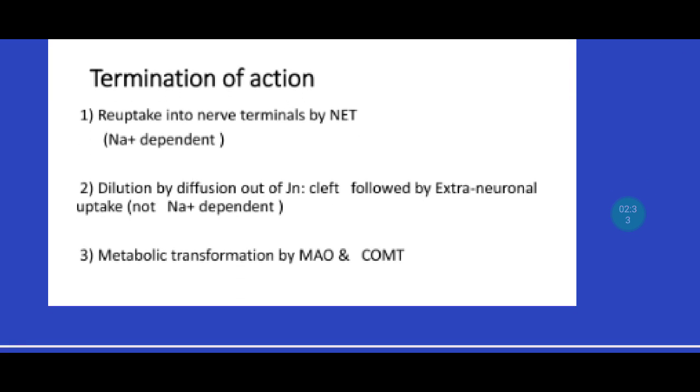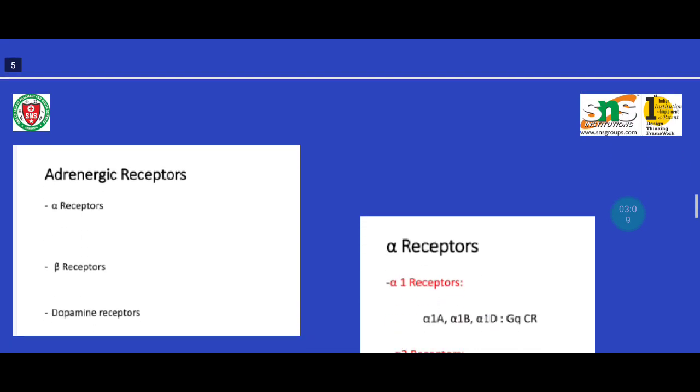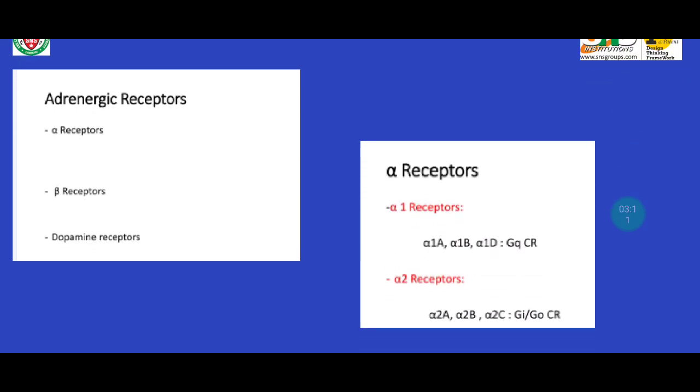Next, termination of the action of catecholamine is by reuptake into the nerve terminals by norepinephrine transporter. Next one is dilution by diffusion out of the junction cleft, which is followed by extraneuronal uptake. Then metabolic transformation by monoamine oxidase and COMT, catechol-O-methyl transferase.